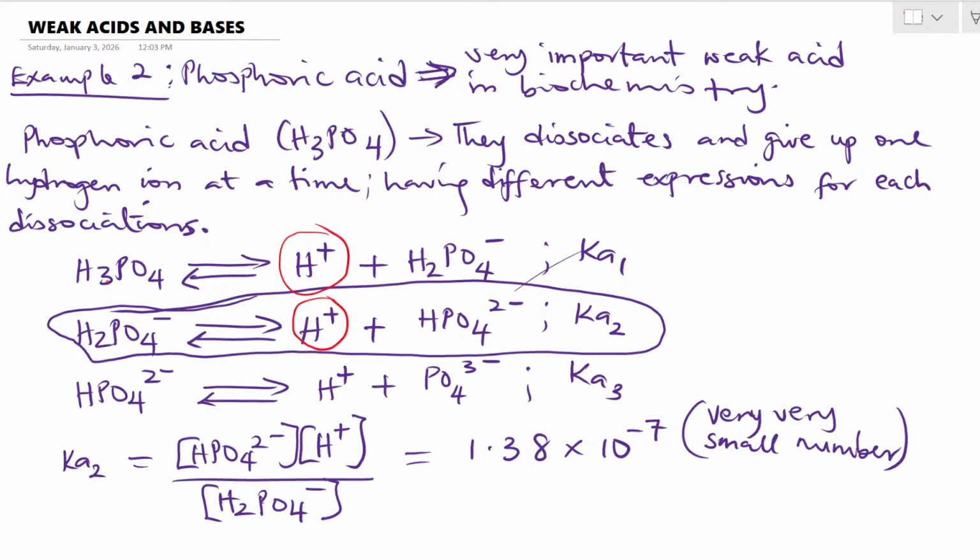When it gave up one hydrogen, the result is H2PO4 minus. When this H2PO4 minus continued its dissociation in solution, it gave up another hydrogen, and you got HPO4 2 minus. This again went through further dissociation and gave up the last hydrogen, and that gives you PO4 3 minus. All of this amounts to 1.38 times 10 raised to the power minus 7. Again, this is a very, very small number.